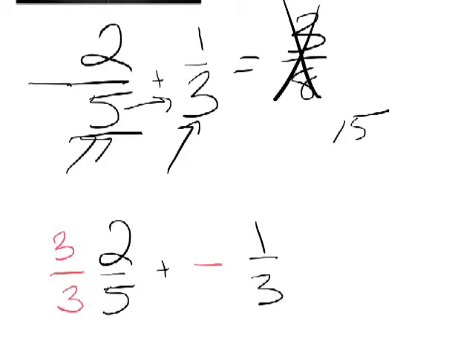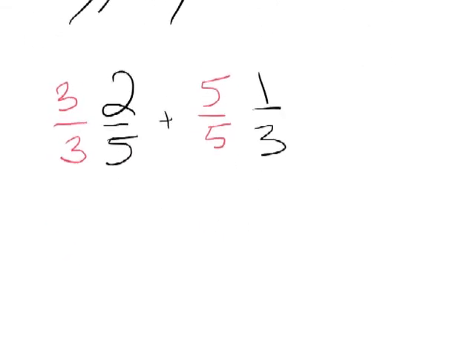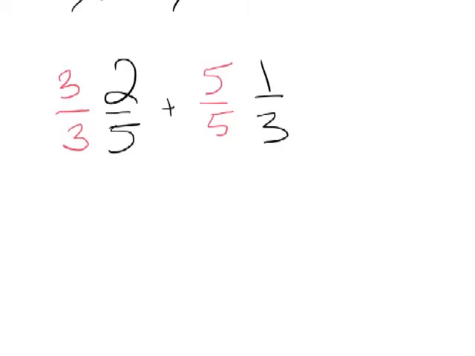So I'm going to multiply the first fraction by 3/3, and I know 5 times 3 is 15. So I'm going to multiply the second fraction by 5/5. If you notice, 3/3 is equal to 1, and 5/5 is equal to 1. Therefore, you're multiplying the number by 1. It doesn't change the value. So when you're multiplying fractions, you multiply straight across.